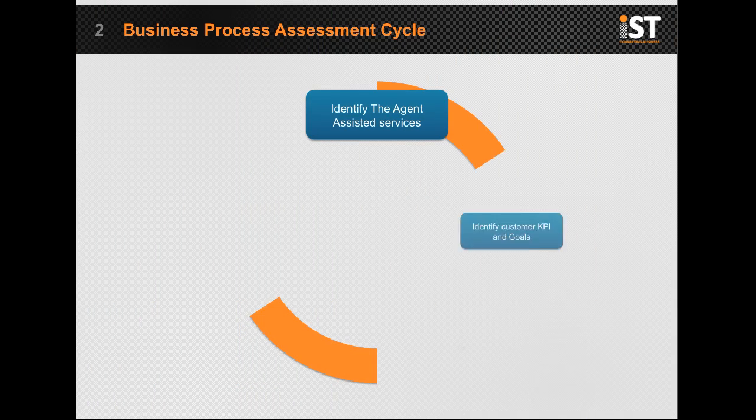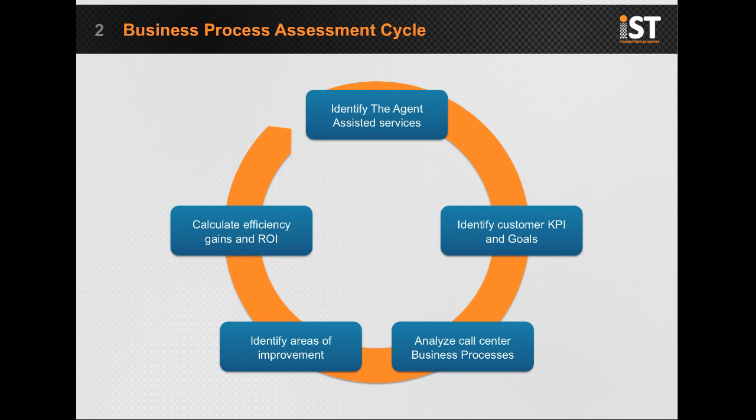The business process assessment cycle starts by first identifying what are the services delivered by the call center agents to the caller. Next, we identify the key performance indicators and targets used by our customer to manage their call center operation. Once we have an understanding of the services delivered, the KPIs in use, and the targets to be achieved, we begin analyzing the business processes that are involved in delivering the call center services to the caller.